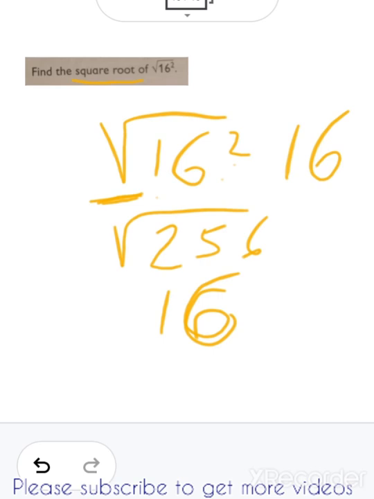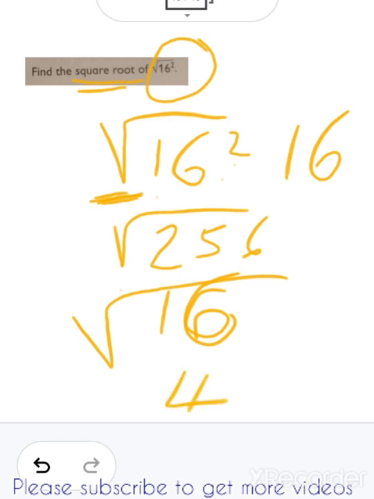So now, find the square root of this. Remember, we have just calculated this, where we have got the square root of 256. Now you get the square root again, the square root of 16. Which number do you multiply by itself? You get 16. The answer is 4. So our answer is 4.